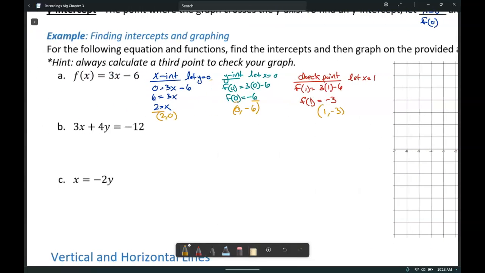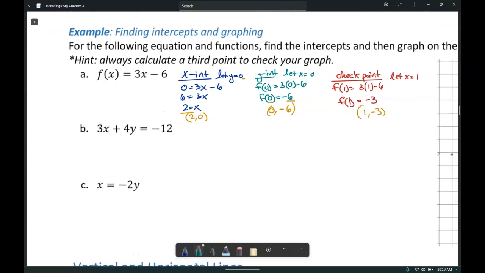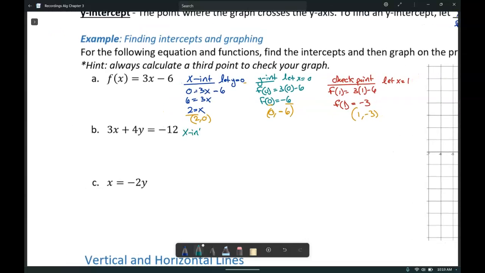Let's go ahead and graph the next one. We'll make this a blue line. So let's start with our x-intercept. Again, we let y equal 0. So 3x plus 4 times 0 equals negative 12. 4 times 0 is 0, so this term essentially eliminates. X equals negative 4. So we have the ordered pair negative 4, comma 0.